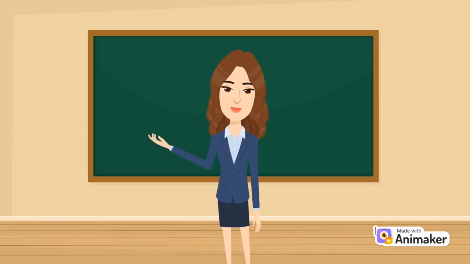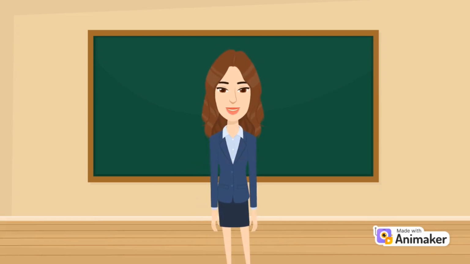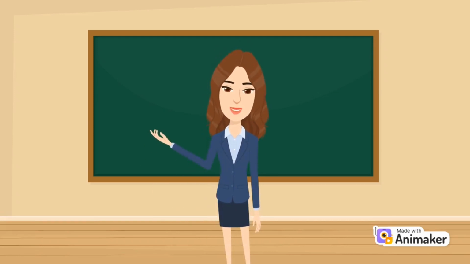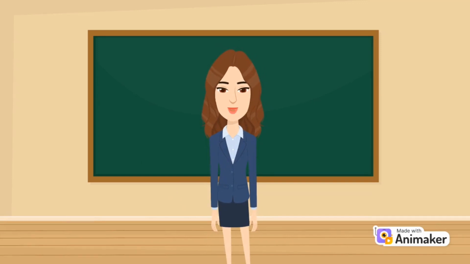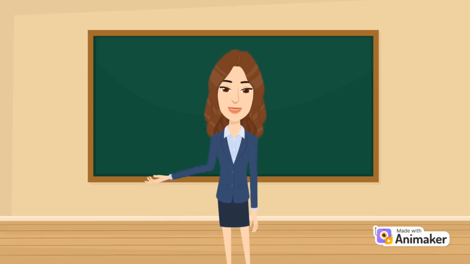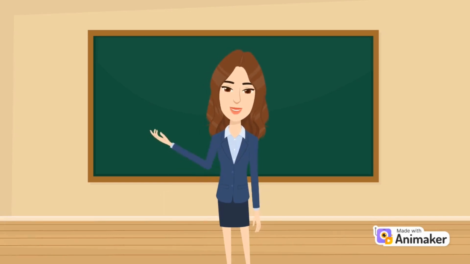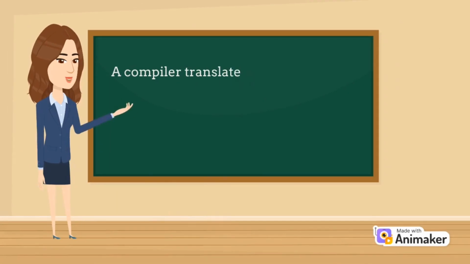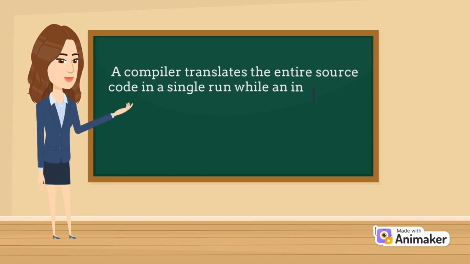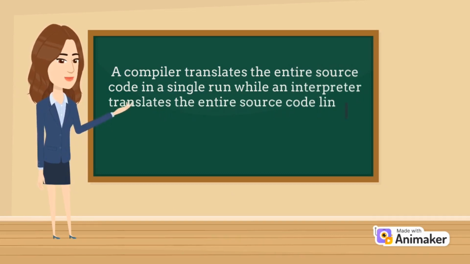In summary, a compiler and an interpreter are used to convert source code into machine code. Both are used to convert a program written in a high-level language into machine code understood by computers. However, there are differences between how and when they work. A compiler translates the entire source code in a single run, while an interpreter translates the source code line by line.